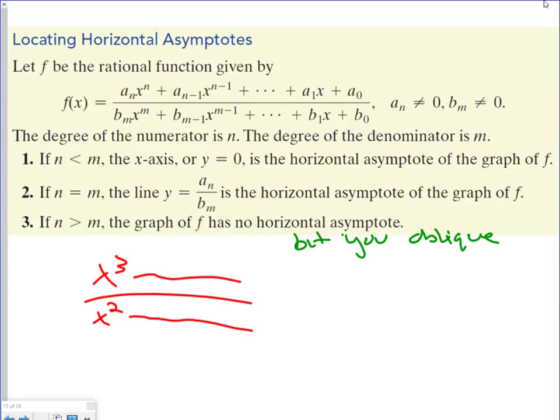So when the top one is smaller than the bottom one, you're going to have it at y equals 0. When they're the same degree, you're going to get the leading coefficient at the top and the leading coefficient on the bottom, and that's where your asymptote is. Yeah, the leading coefficient.